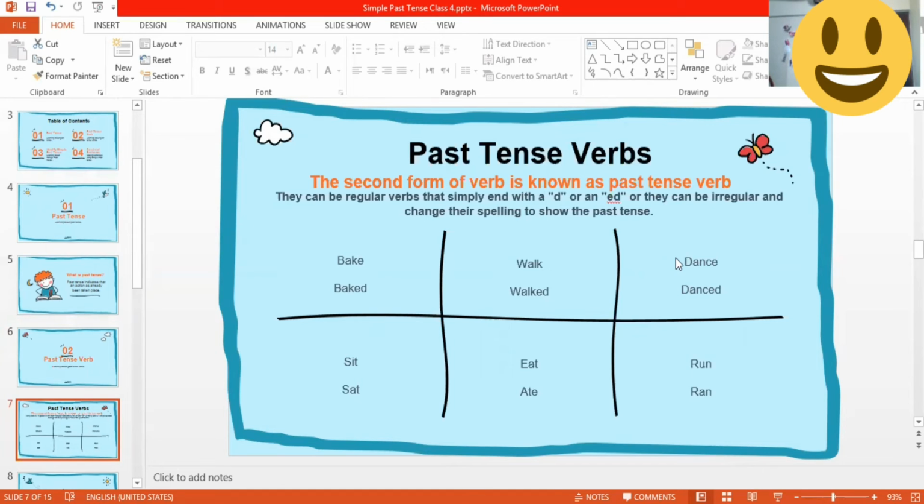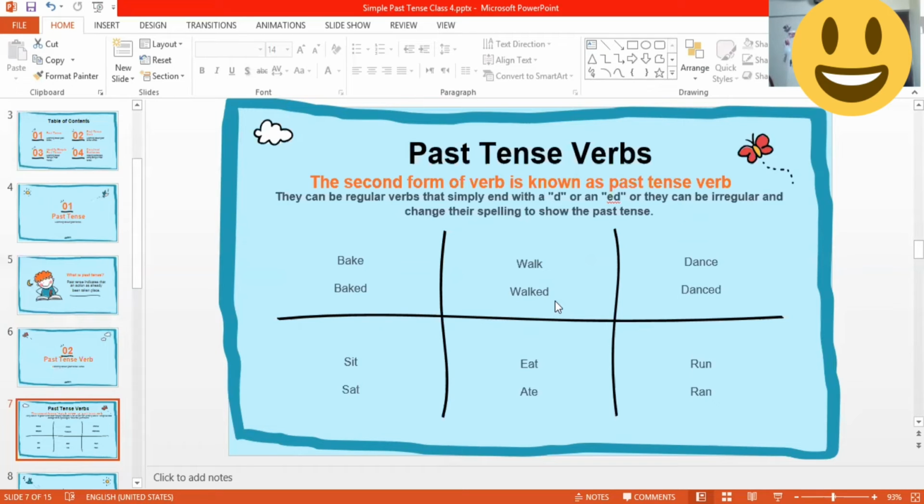They can be regular verbs that simply end with D. Regular verbs हो सकते हैं, regular words होंगे और उनको सिर्फ हम D से end करेंगे तो वो past tense verb बन जाएंगे. जैसे bake becomes baked, dance becomes danced. Okay. But we can also add ed at the end. That will also make them a past tense verb. Like walk becomes walked. Okay.